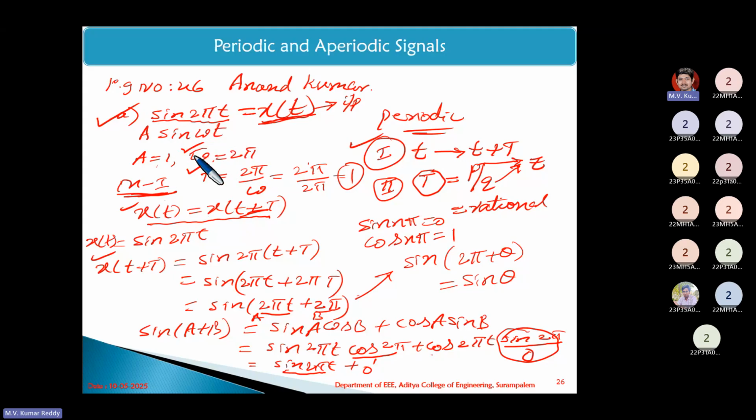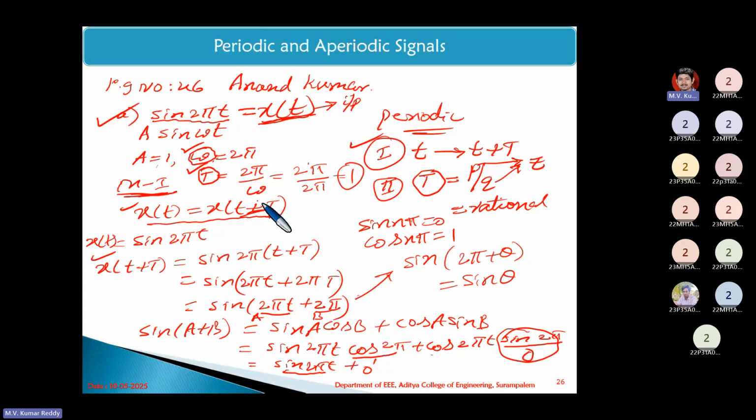When you are given omega or T, if you know the T value, find omega. If you know the omega value, find the T value. That is very, very important in a single step. So here we found the omega value, 2 pi. The next step is to find the T value. What is the T value? 2 pi by omega. So 2 pi by 2 pi, the T value is 1.